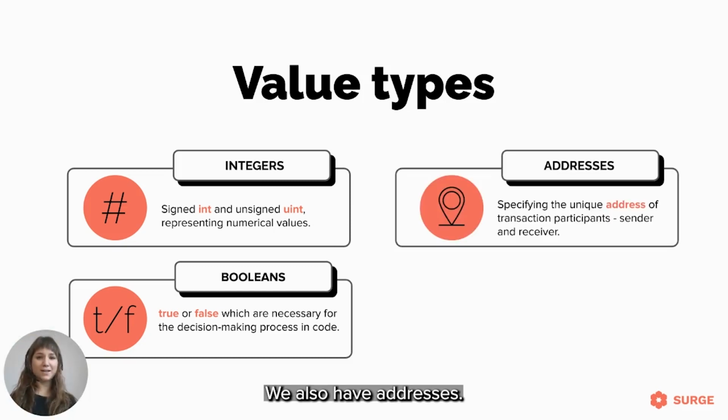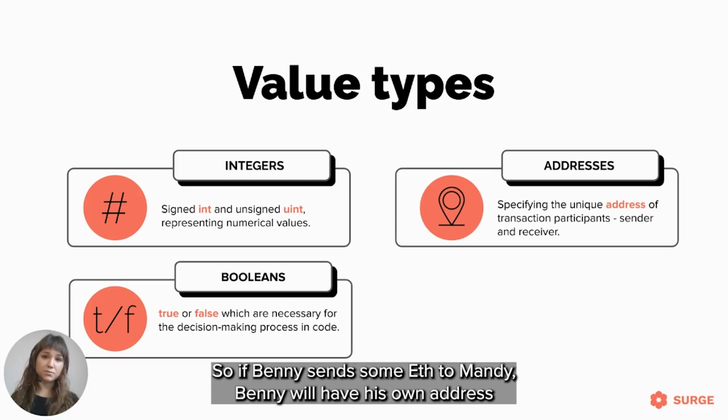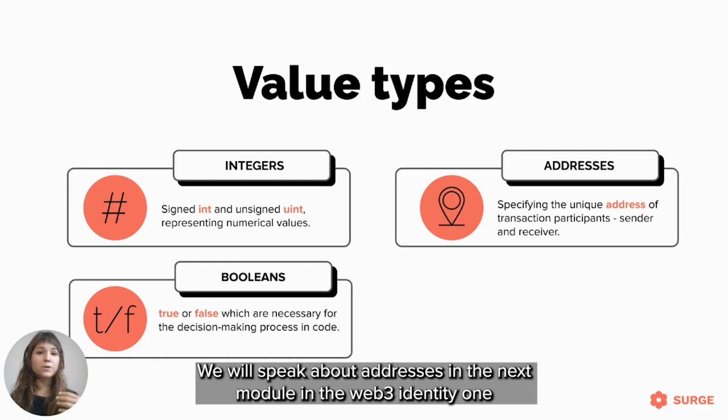We also have addresses. So this is the value which is specifying the address of participants of a transaction. So if Benny sends some ETH to Mandy, Benny will have his own address and also Mandy will have her own address as well. We will speak about addresses in the next module in the Web3 identity one.